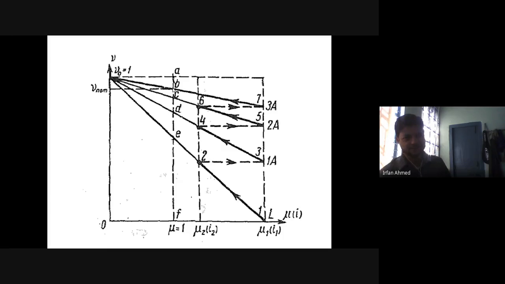Is this clear, all of you? Along this line, V is equal to 1 minus mu into R. Here, this is the natural characteristic. So R is simply the armature resistance divided by the rated resistance. Take a small r. So along this line, V is equal to V0 minus mu into R, that is 1 minus mu into R. And along this line, mu is equal to 1. So this point corresponds to V is equal to 1 minus R. This distance AB is simply R, so that this point is equal to 1 minus R. Okay, is this clear?